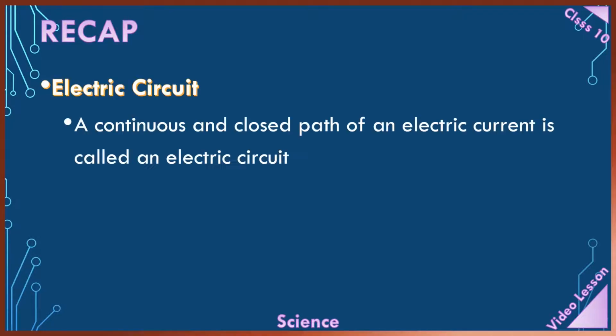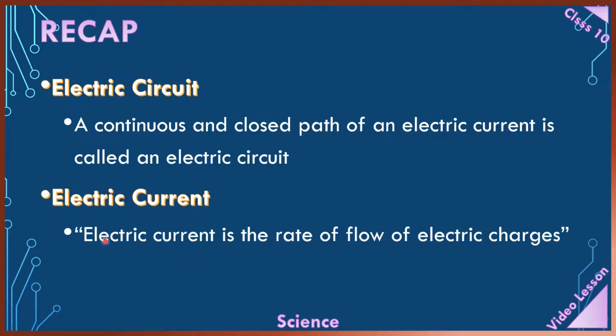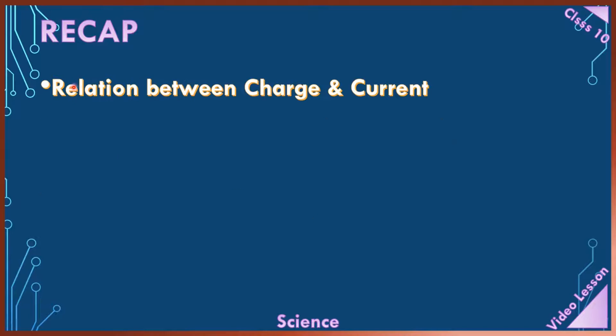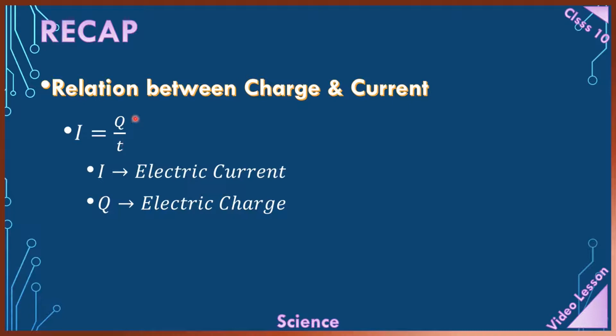Electric circuit. A continuous and closed path of an electric current is called an electric circuit. Electric current. Electric current is the rate of flow of electric charges. Relation between charge and current: I is equal to Q divided by T. I is electric current, Q is electric charge, T is time.